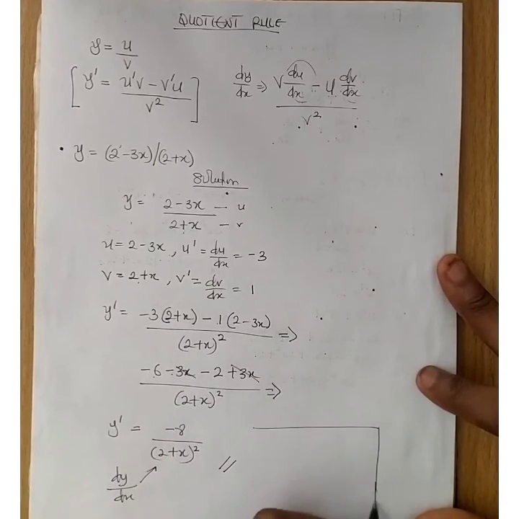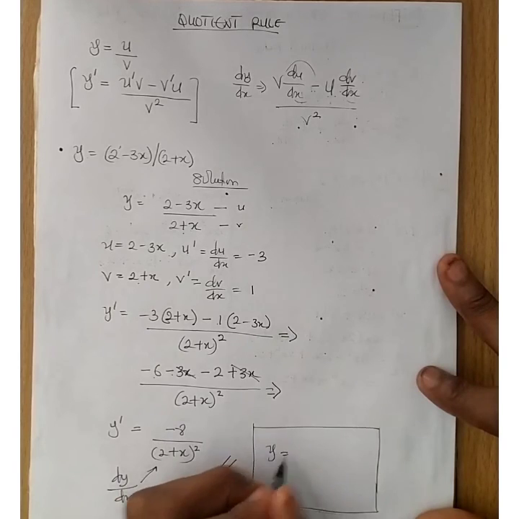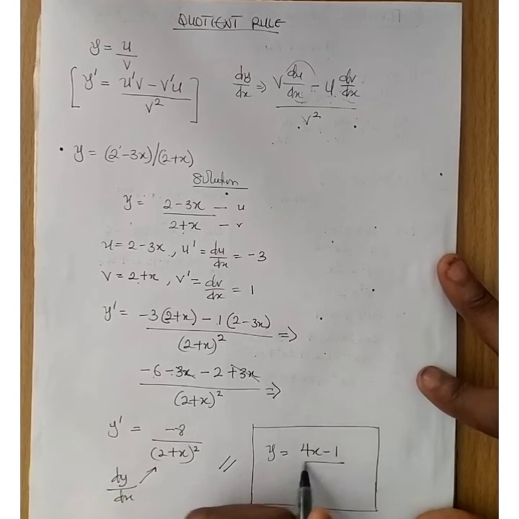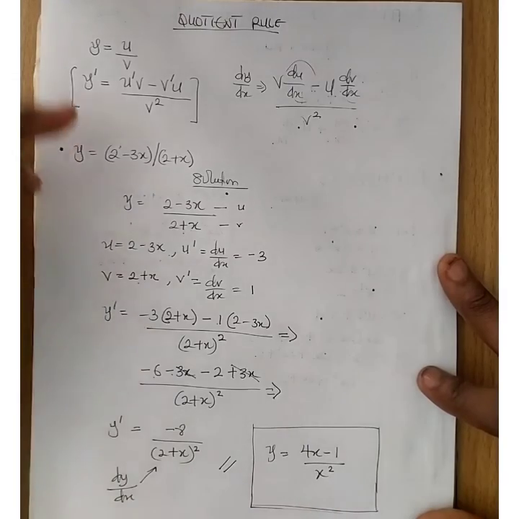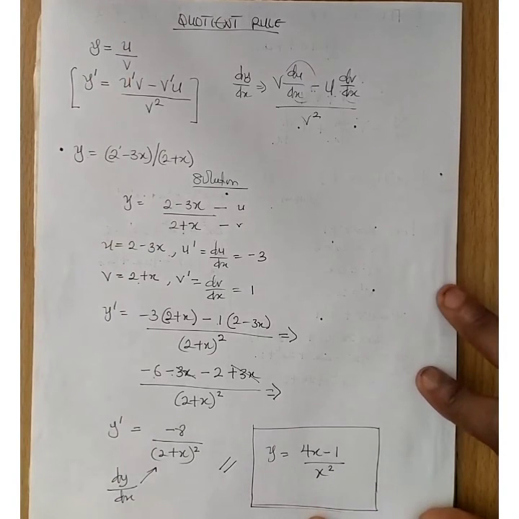Now, I have a question for you. I would like you to try it out in your own time. It said using the quotient rule you should find the derivative of 4x minus 1 over x squared. So if you apply this formula, you can get the answer very easily. It is very simple, so try it out.